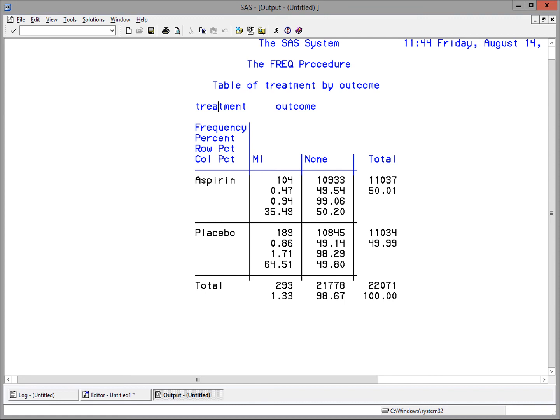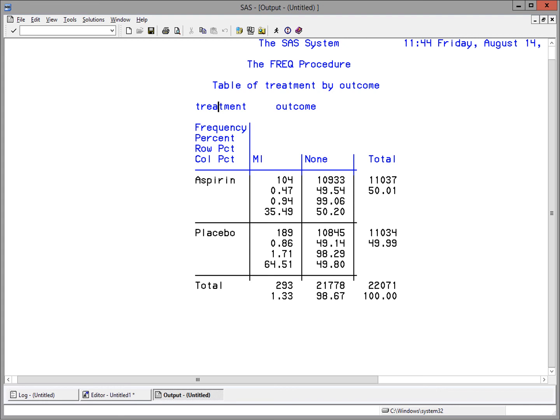The row percent is a conditional probability. So that's basically saying, of all the people in the aspirin group, if I'm looking at that top left cell, what percent had a myocardial infarction? And then the column percent is also a conditional probability. It's just looking at the vertical conditional probability. So if I was interpreting that column percent, that 35.49, that's basically saying that of all the people that had a myocardial infarction, 35% were in the aspirin group.